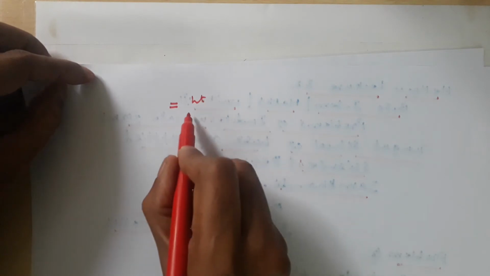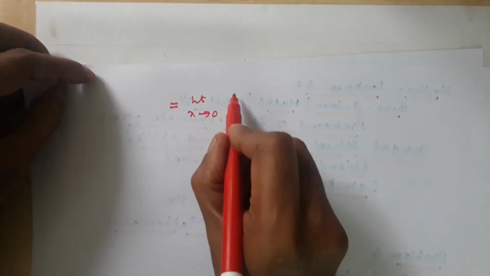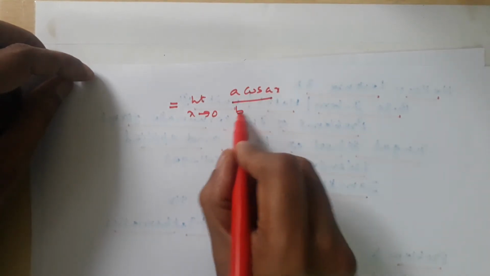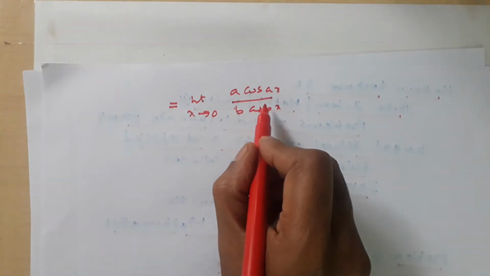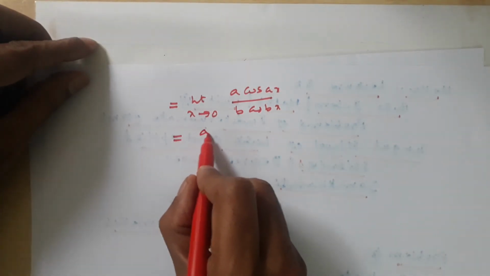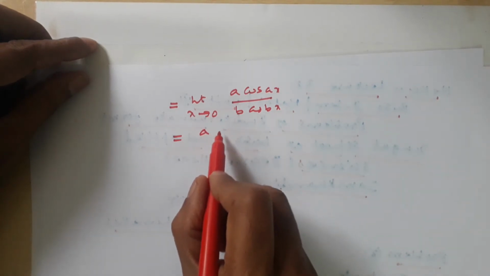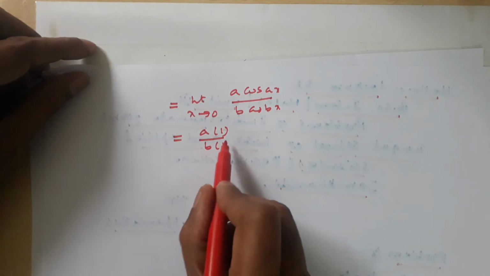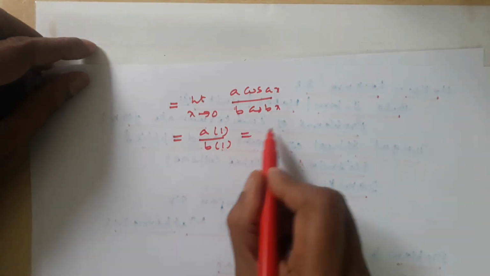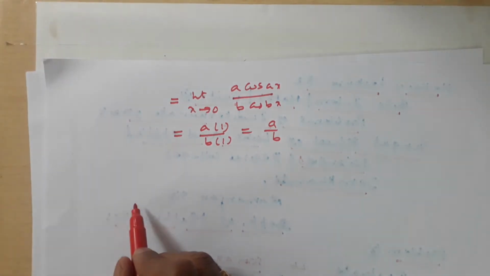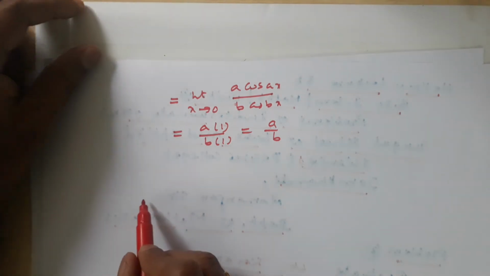is equal to limit x tends to 0 a cos ax divided by b cos bx. Here a is constant, apply the limit value, cos ax is cos 0, it is 1, divided by b into 1 is equal to a by b. Right, the limit of that function is a by b.